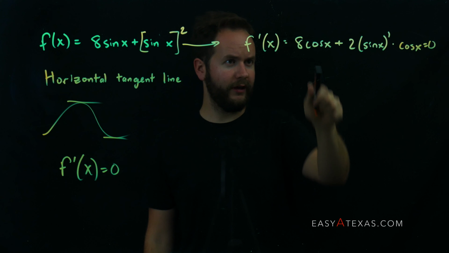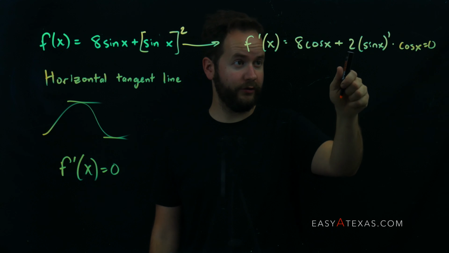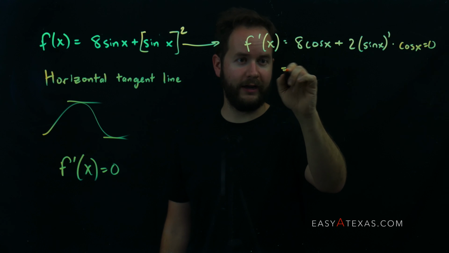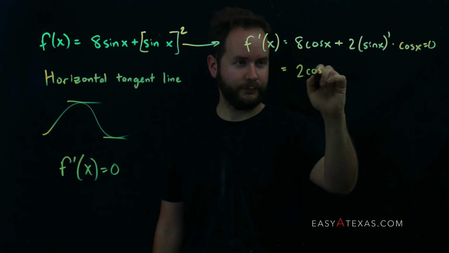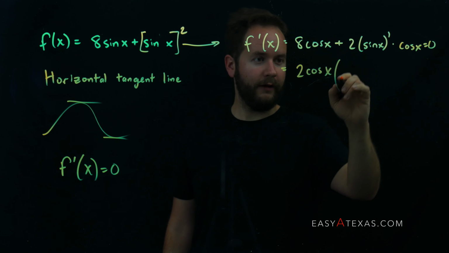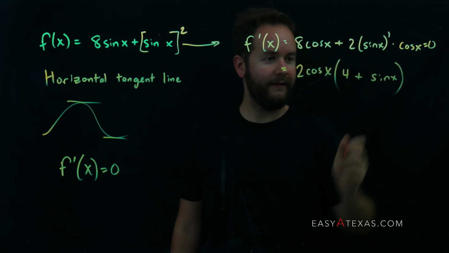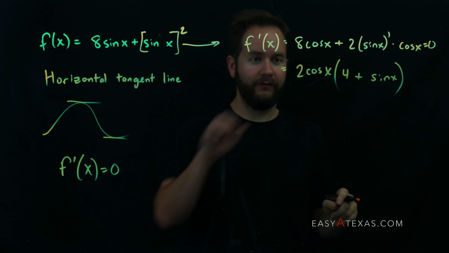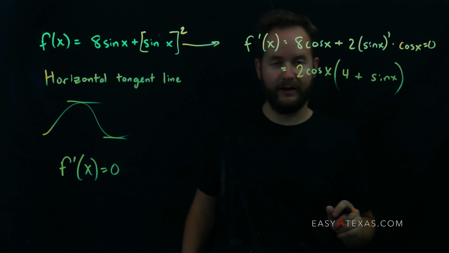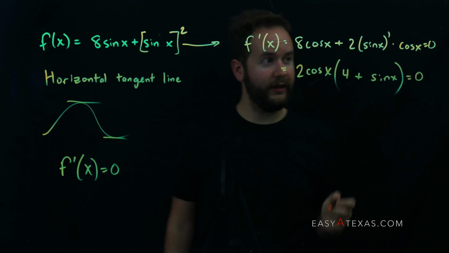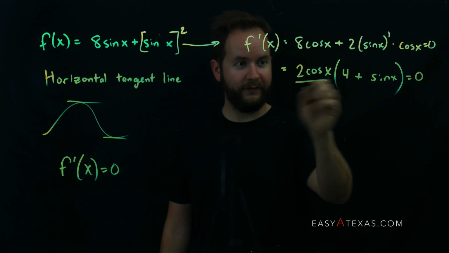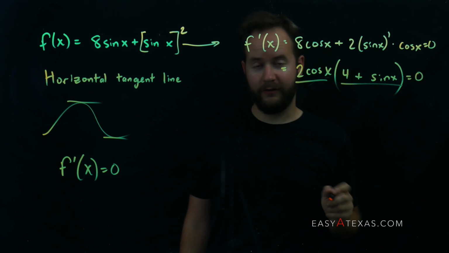What I want to point out is that both of these terms have a cosine in them. They also have a factor of 2 in them, so I'm going to go ahead and factor that out. I'm going to factor a 2 cosine out, and then here's what I'm left with. 4 plus sine of x. Now that I've factored out a 2 cosine x, I have 2 cosine of x times 4 plus sine x. Remember, I'm still setting this whole thing equal to 0, so it's my job to figure out where this factor is equal to 0, as well as where this factor is equal to 0.